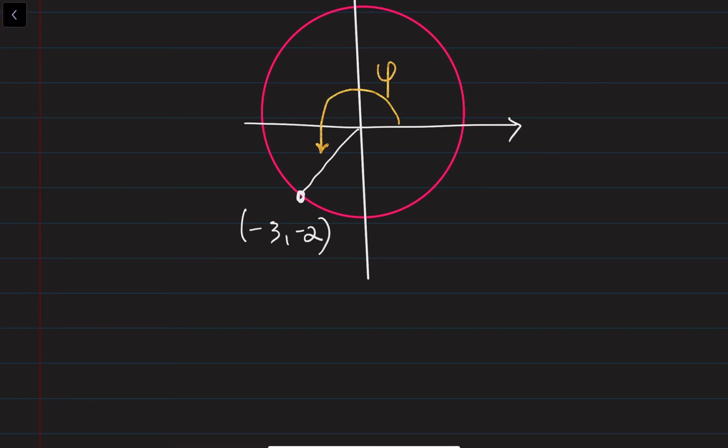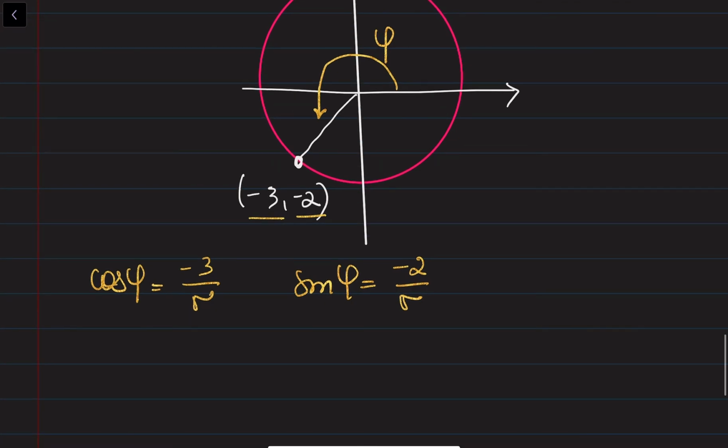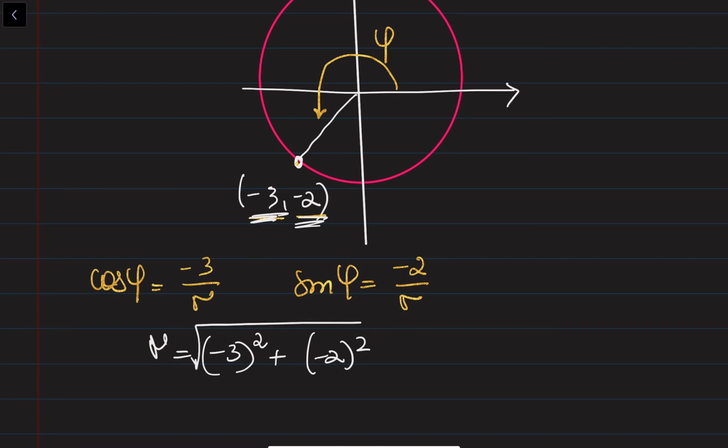So again, if you remember, we can define the cosine of phi as the x-coordinate, minus 3, divided by the radius, and the sine of phi as minus 2 divided by the radius. And we can find the radius by just finding the distance between this point and the origin, right? Let's do this. The radius is going to be defined as the x-coordinate of this point in the square, which is minus 3 in the square, plus the y-coordinate of this point in the square, which is minus 2 in the square. Then we just need to take the square root. It is going to be the square root of 9 plus 4, which is the square root of 13.